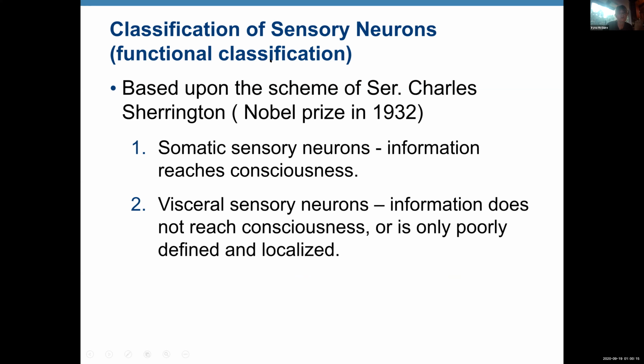Now, sensory neurons can be classified based on different themes. For example, this one is based on Charles Sherrington, who got a Nobel Prize for his classification, and his classification was really very straightforward. He divided sensory neurons into somatic sensory neurons, and that means sensory information that is carried by those neurons reaches your consciousness. In visceral sensory neurons, information does not reach consciousness or is only poorly defined and localized. Visceral sensory neurons bring information about sensation to your brain from your internal organs, from your viscera.